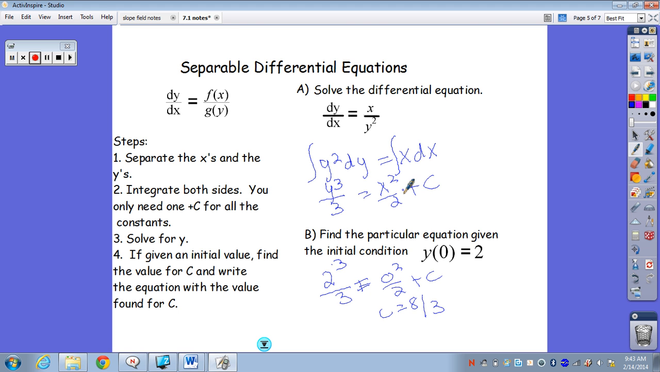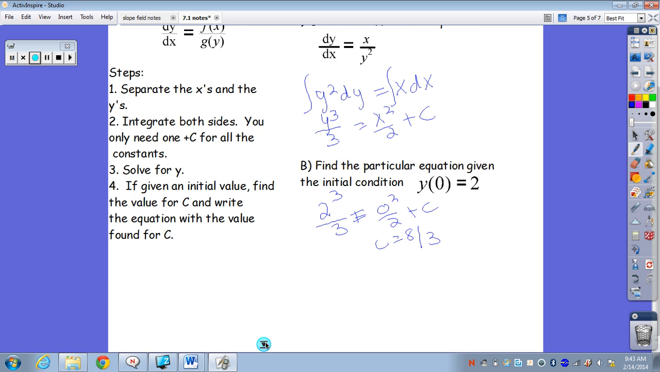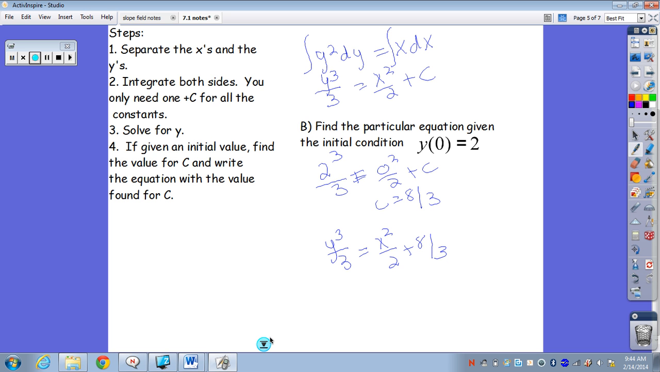I knew it was easier because I knew the x term was going to go to 0. Then I'm going to plug it back in, so I get y cubed over 3 is equal to x squared over 2 plus 8/3. And then we're going to solve our equation for y. So I'm going to multiply everything by 3.